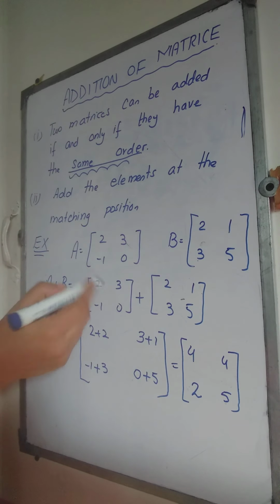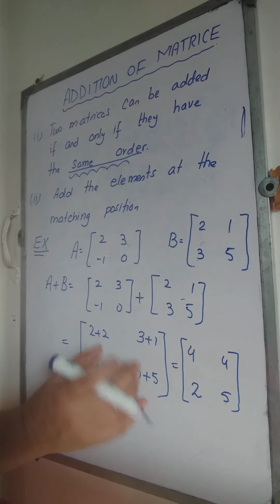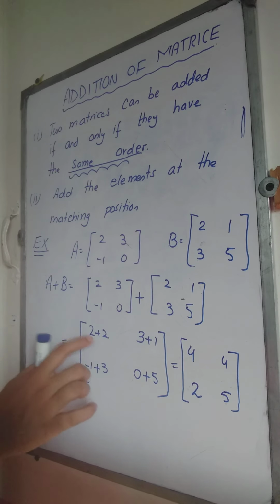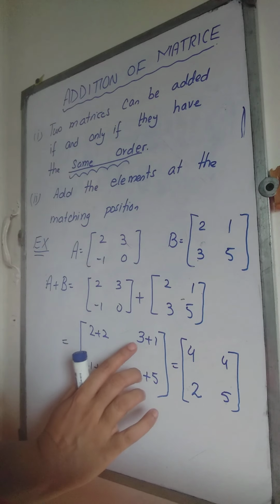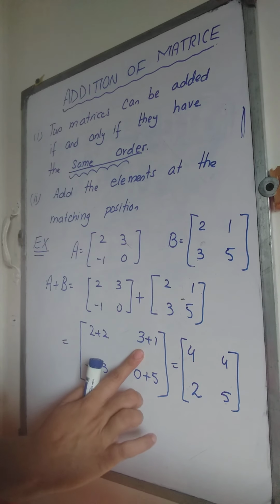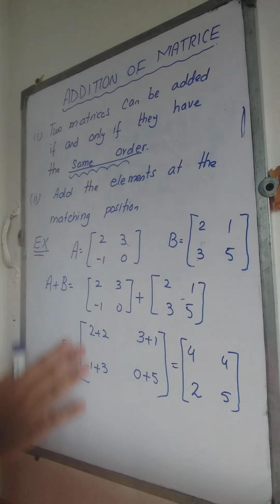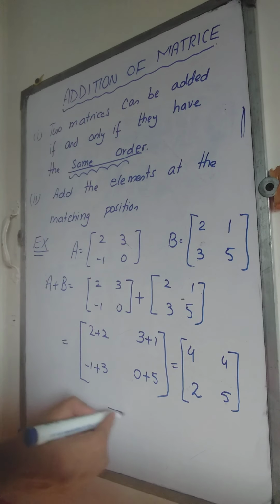Okay, so we add all the numbers which are in the matching position and then write the answer. The first two elements which were added, the result was written in the first position. The result of the second elements which were added will be written in the second position. So this is how we add two matrices.